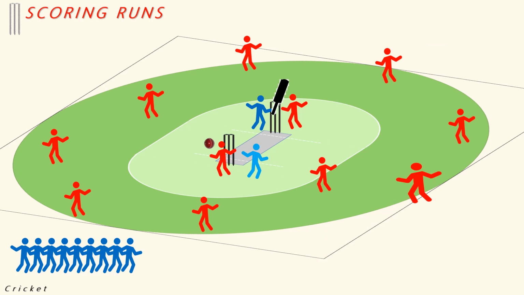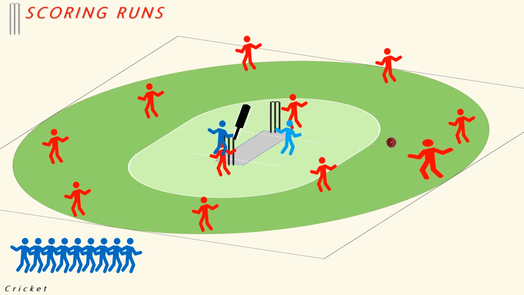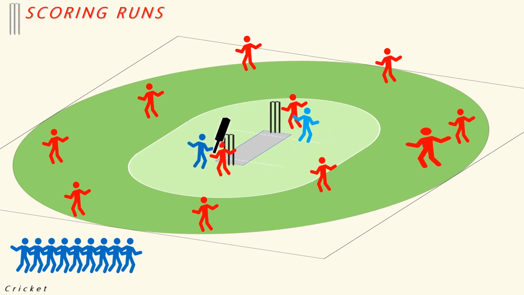Two batsmen from the batting side will go to the pitch. Both will stand on either side of the pitch. The bowler will bowl to one batsman. The batsman will hit the ball anywhere and both batsmen will run across the pitch to the other end. When both batsmen safely reach their opposite ends, one run is complete. While batsmen are running, fielders will try to capture the ball and throw it towards one of the wickets.